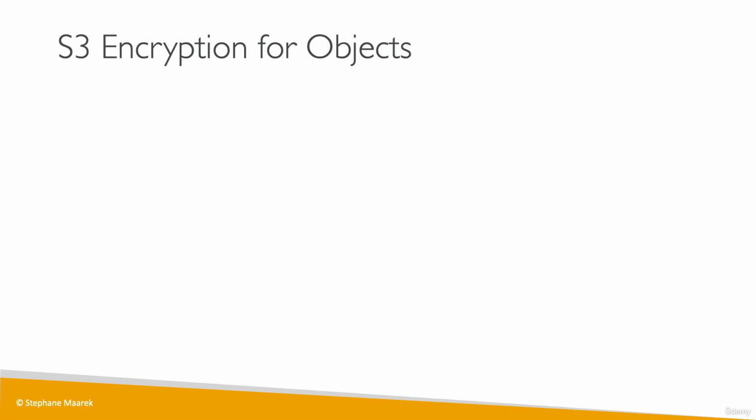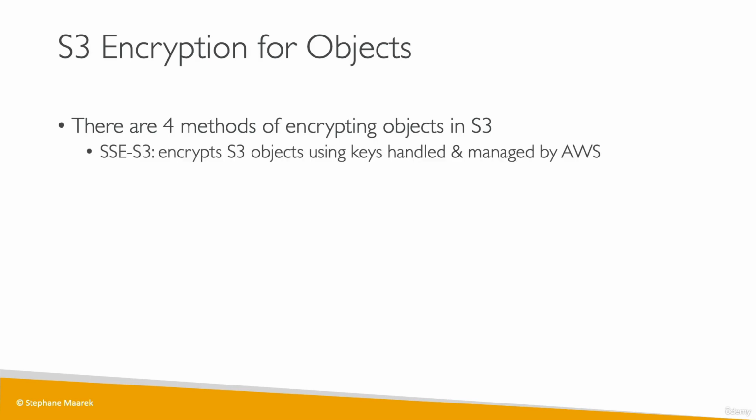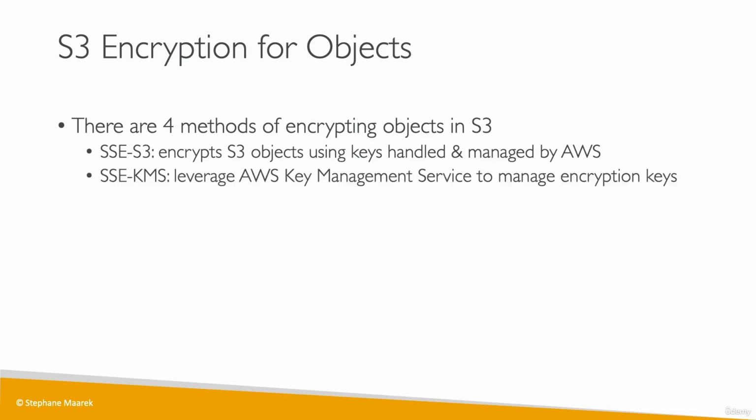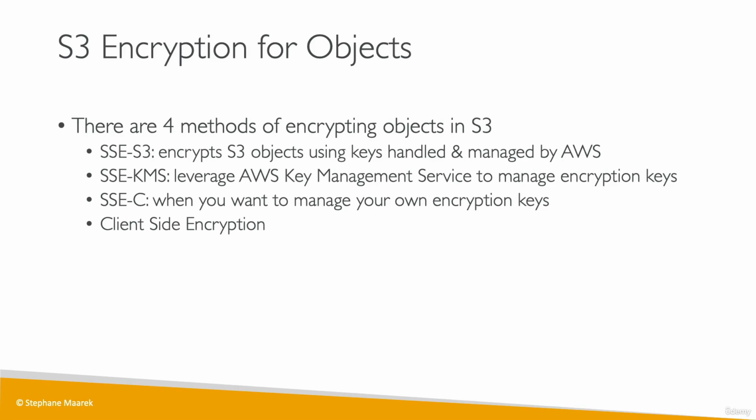So as such, Amazon gives you 4 methods to encrypt objects in Amazon S3. The first one is called SSE-S3. This is to encrypt S3 objects using keys handled and managed by AWS. The second one is SSE-KMS, to leverage AWS Key Management Service to manage your encryption keys. The third one is SSE-C, when you manage your own encryption keys. And finally, client-side encryption. Now we're going to do a deep dive on all of those, so don't worry.